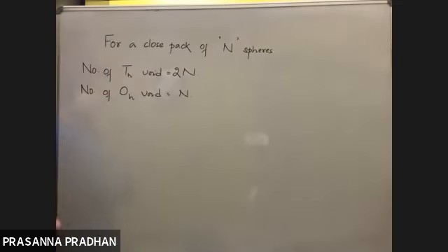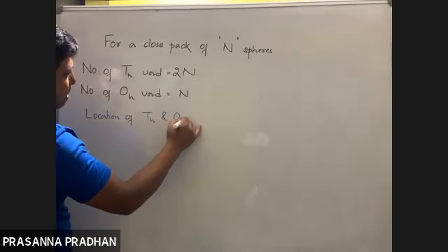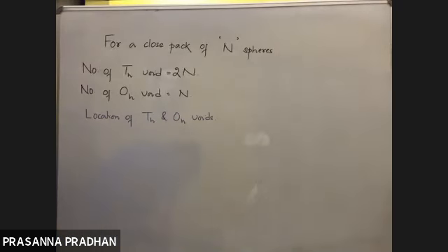Now look, this time it was not in your syllabus before. So where are the tetrahedral and octahedral voids located? Where are they located? Okay. So next topic title: location of tetrahedral and octahedral voids. Okay? Now, write.